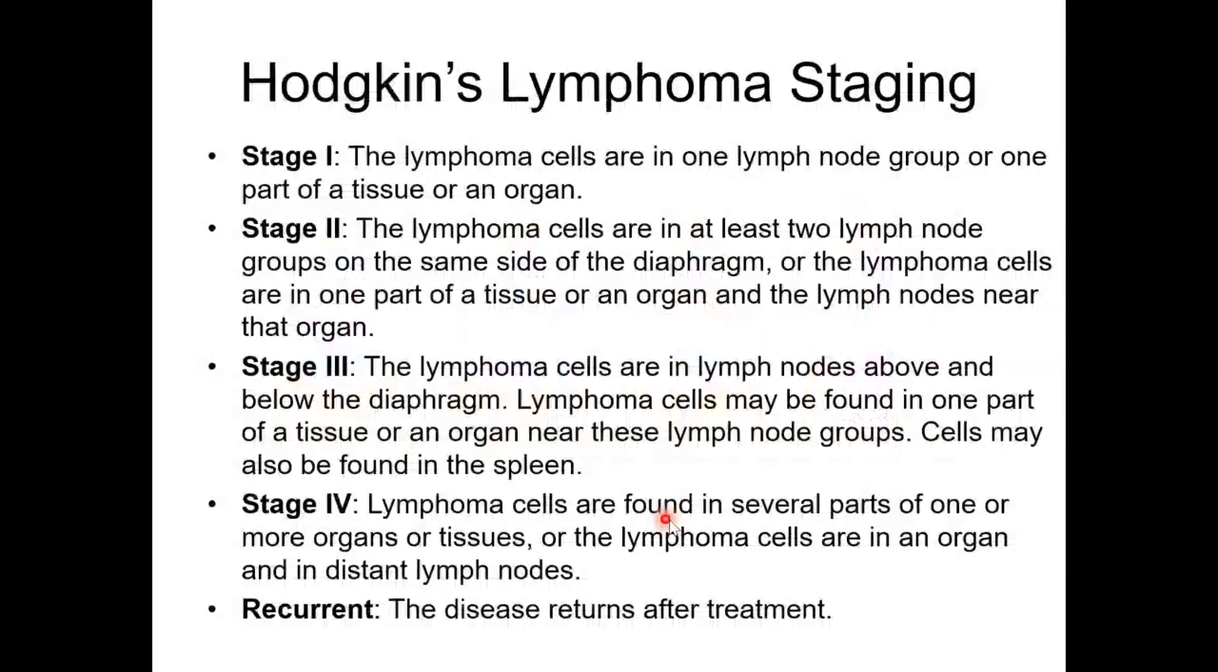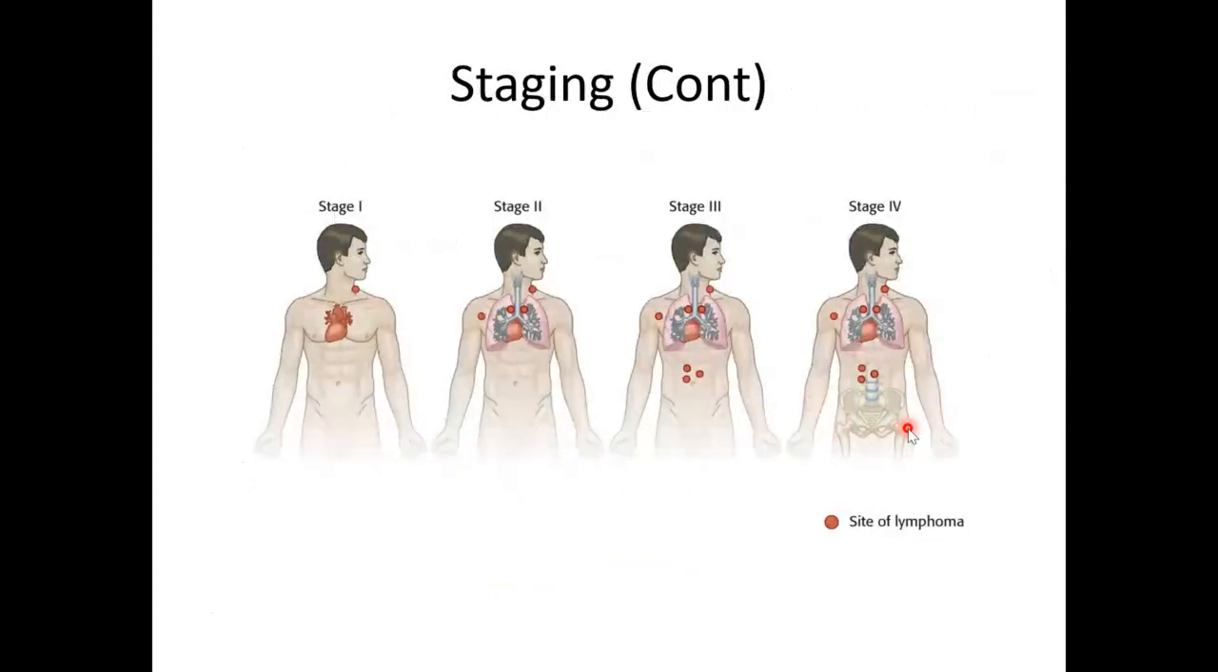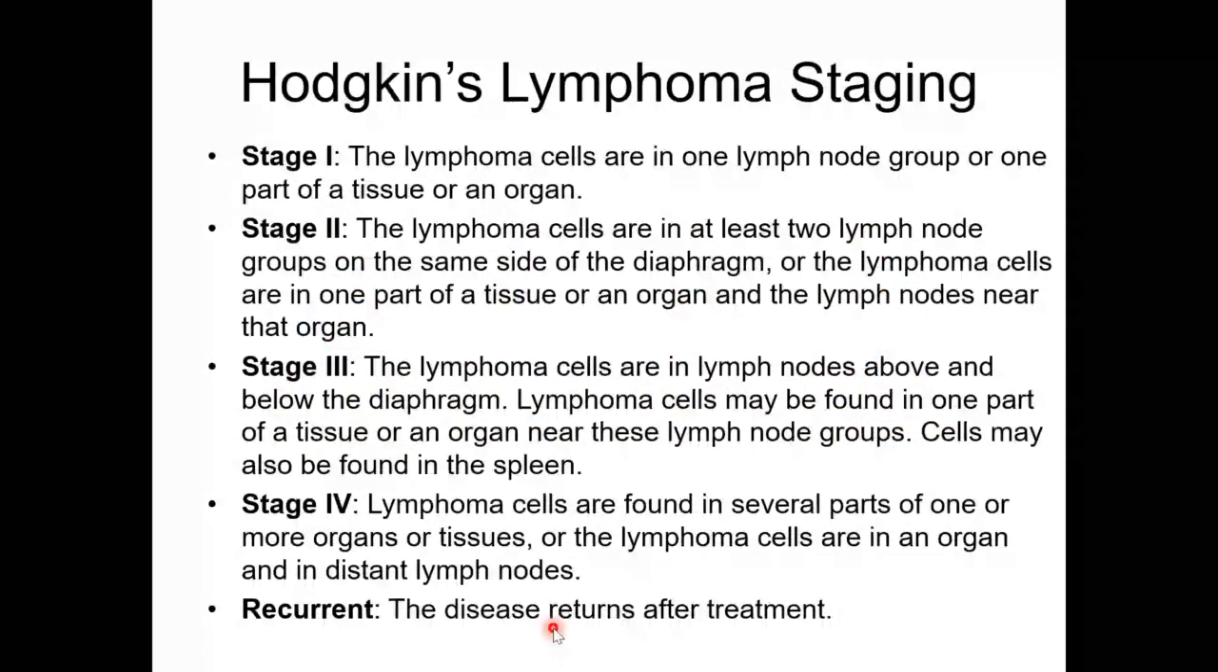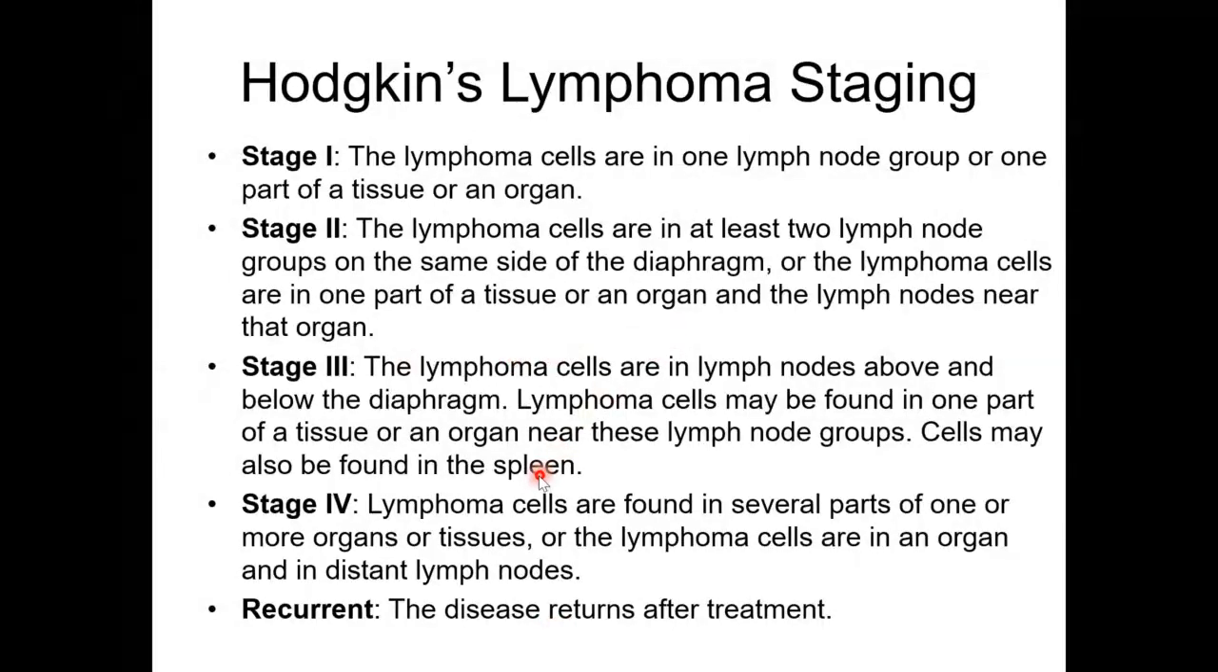Stage 4, which is the last, lymphoma cells are found in several parts of one or more organs or tissues, or the lymphoma cells are in an organ and in distant lymph tissues. This to other organs, and now some other organs there. Recurrent means the disease returns after treatment. So it is important to understand 1, 2, 3, and 4. And again, it's pretty easy if you kind of draw a line right here and know that 4 is the worst, and that has moved into.